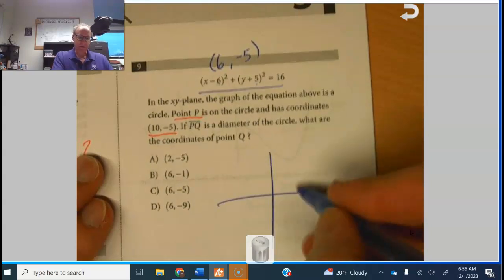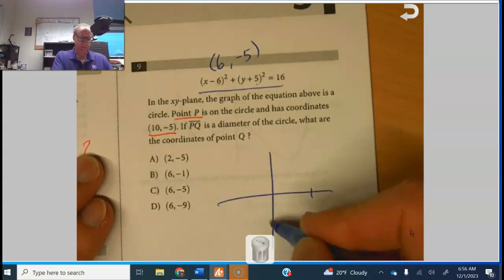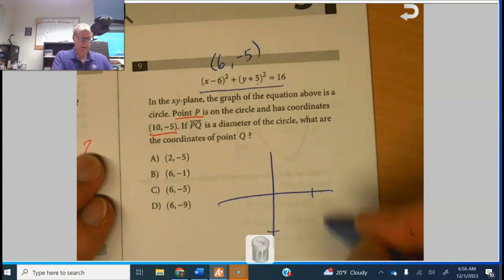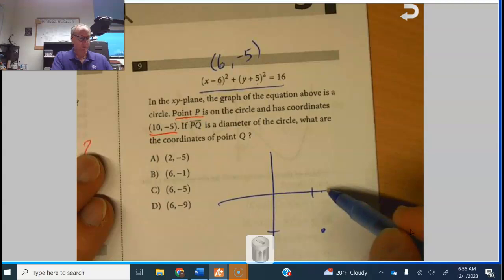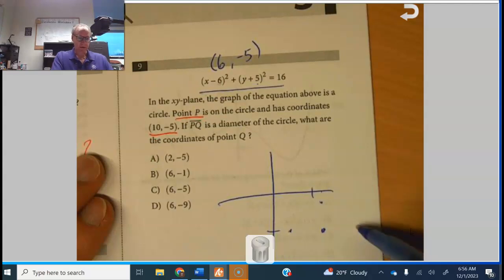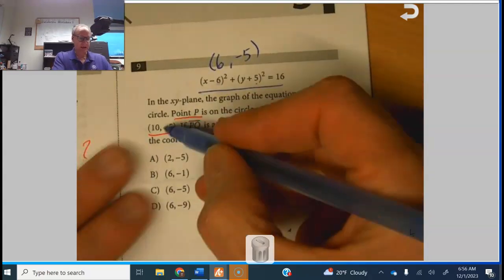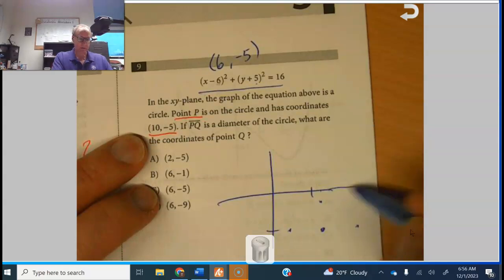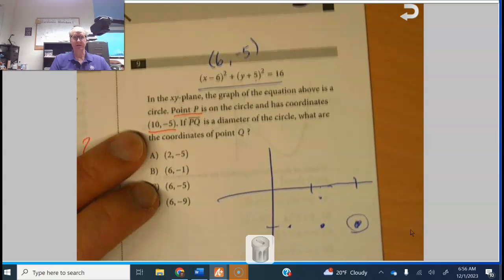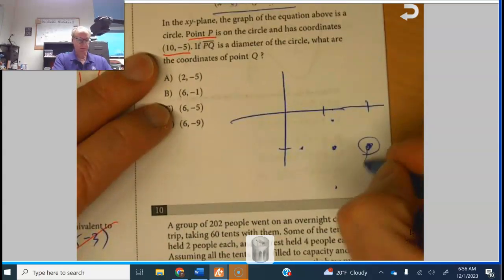And if I go to 6, -5, there's 5, there's 5, let's see, 6, -5 is right about there. And I have a radius of 4, so it looks like it's going to cut just a little bit below there, a little bit below there, going to come in here, going to go out here, and it says that 10, -5 is on my circle, which we kind of expected. And here's my circle.